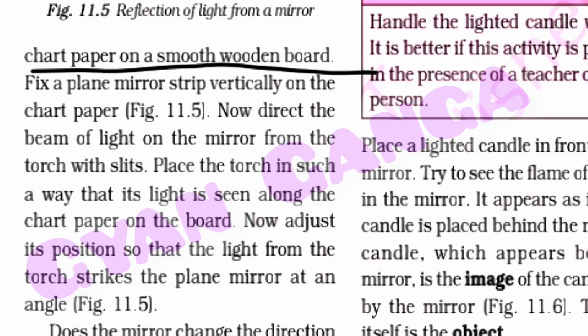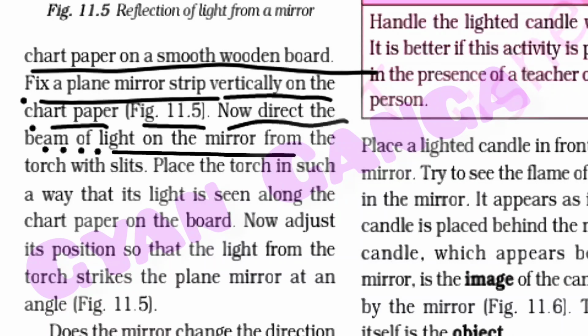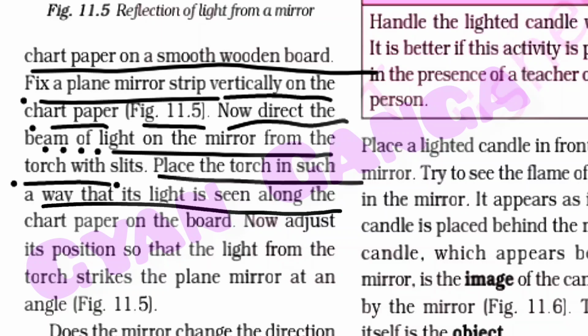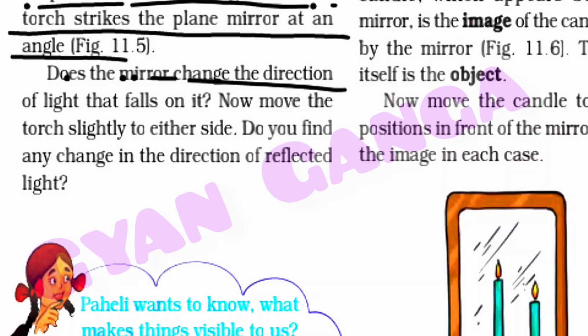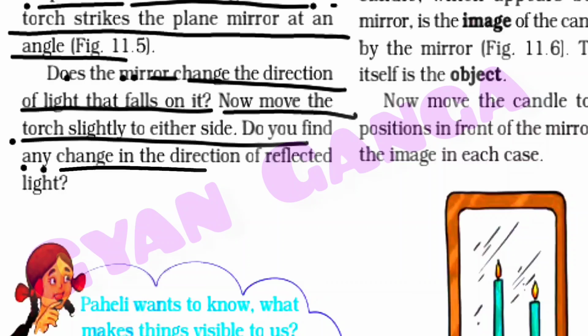chart paper on a smooth wooden board. Fix a plane mirror strip vertically on the chart paper, figure 11.5. Now direct the beam of light from the torch with slits on the mirror. Place the torch in such a way that its light is seen along the chart paper on the board. Now adjust its position so that the light from the torch strikes the plane mirror at an angle. Does the mirror change the direction of light that falls on it? Now move the torch slightly to either side. Do you find any change in the direction of the reflected light?